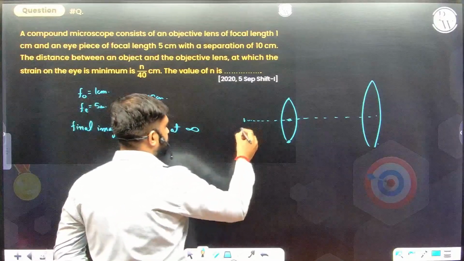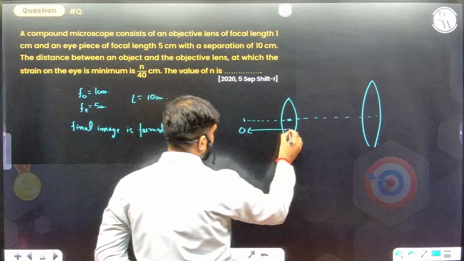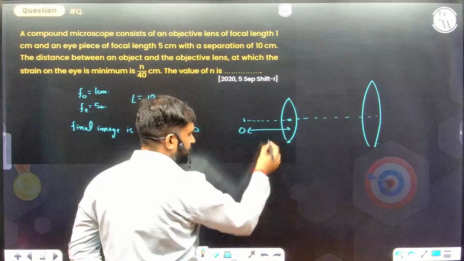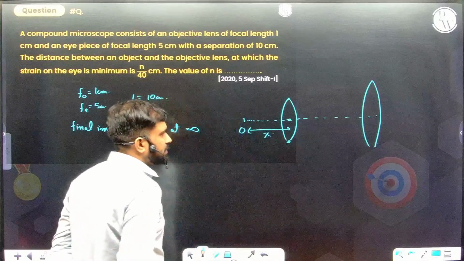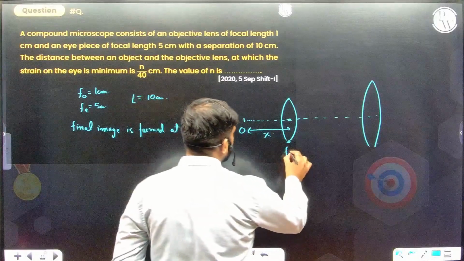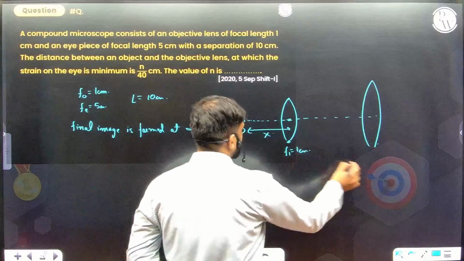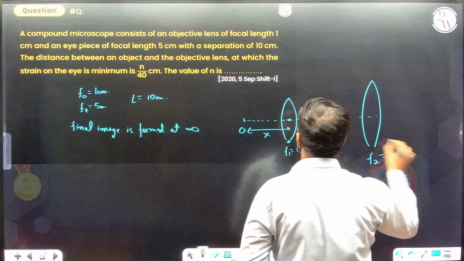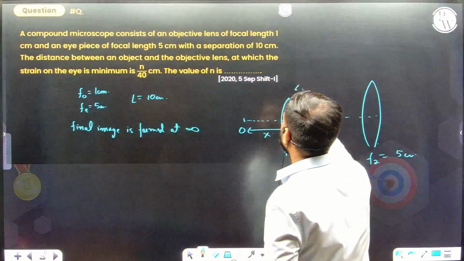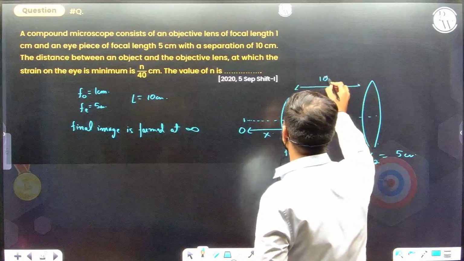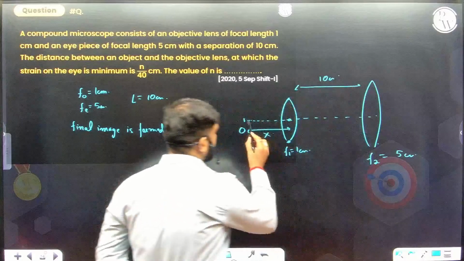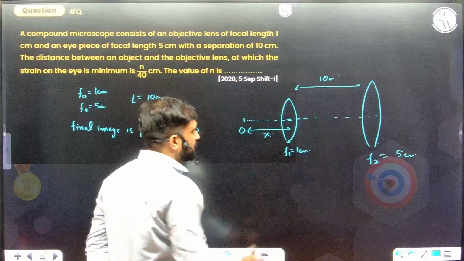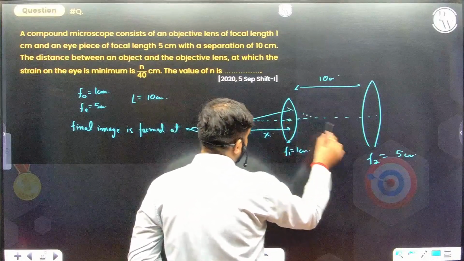I'll say here is the object and it is placed at some distance. Instead of u, I'll write x because we have to find it. Focal length of the first lens is 1 centimeter. Focal length of this second lens, the eyepiece, is 5 centimeters. These two are kept at a separation of 10. I'll make the image through this. It should be inverted first of all, correct? It should be magnified and inverted.